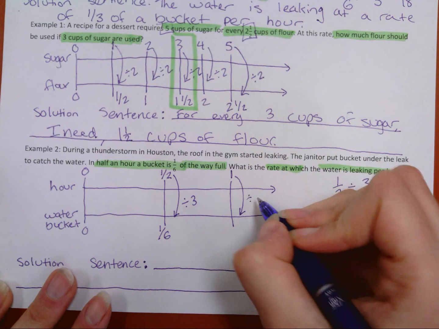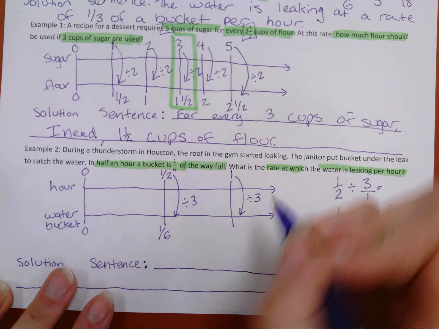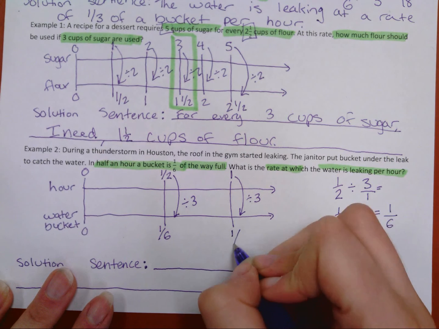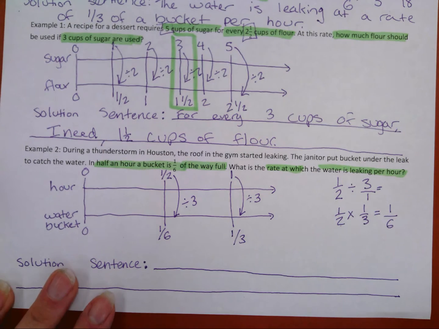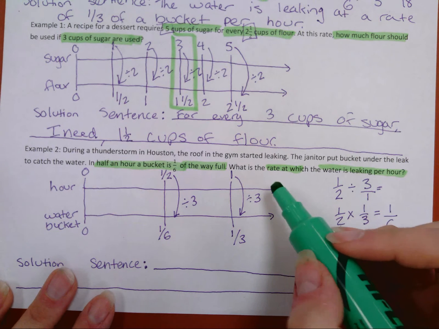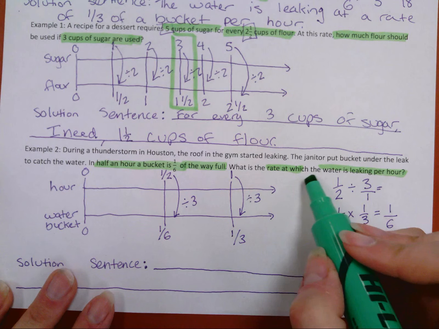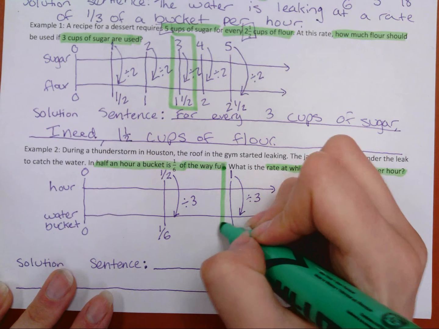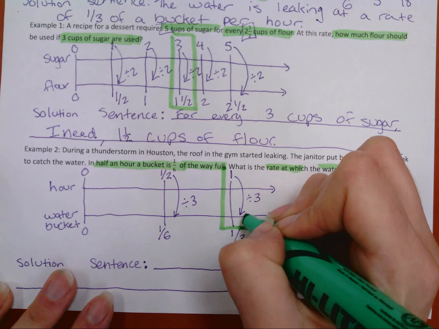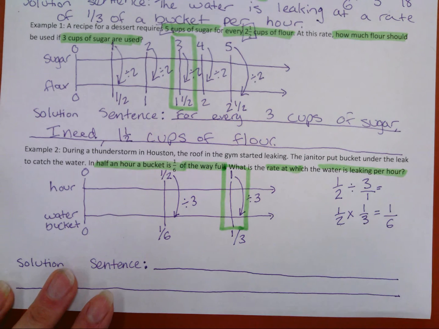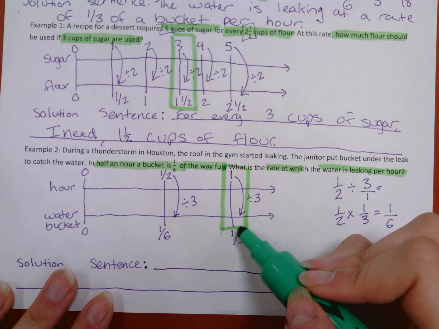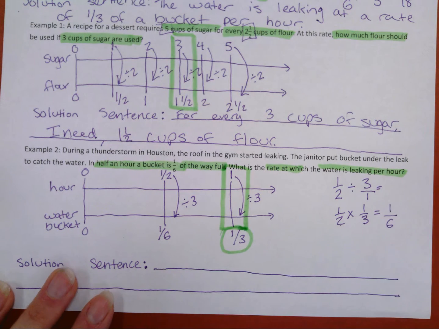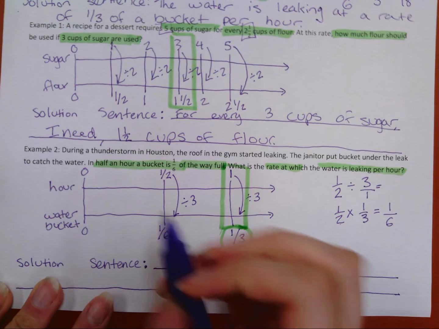So then 1 divided by 3, and that's 1/3. Okay, let's go back to the original question. So the original question asked, what is the rate at which the water is leaking per hour? So here's 1 hour. So remember, per hour means 1 hour. And it looks like we have 1/3. So now I can write my solution sentence.